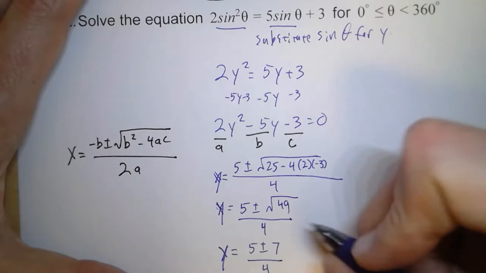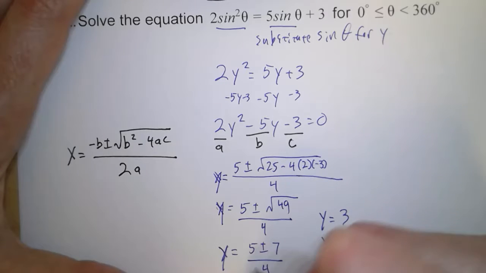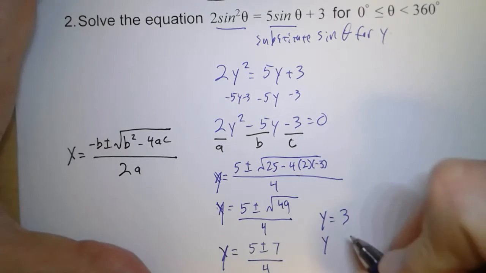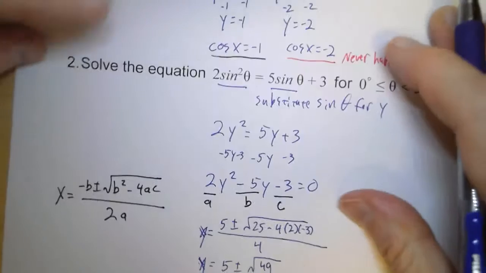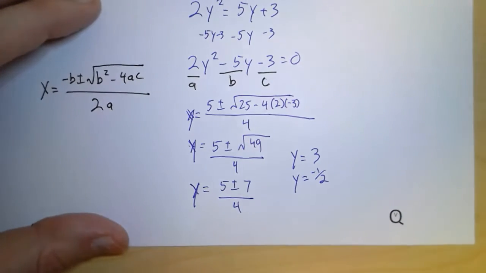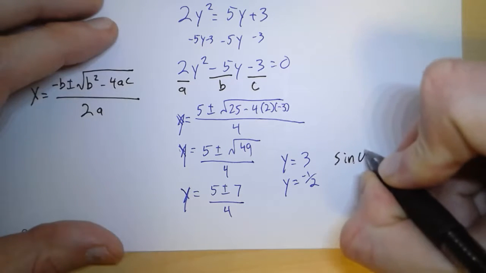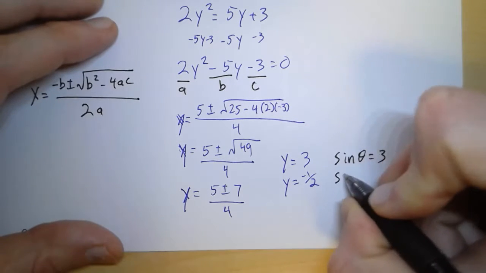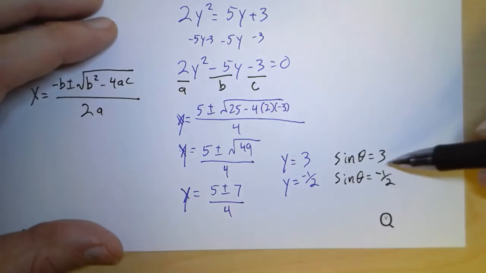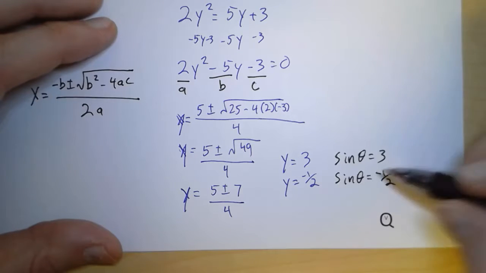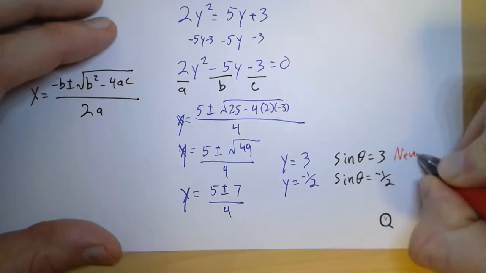So 5 plus 7 is 12. 12 divided by 4 is 3. And then 5 minus 7 is negative 2, divided by 4 is negative 1/2. So now we've got y by itself, which means that we can substitute sine back into the problem. So sine of theta equals 3, and sine of theta equals negative 1/2. So looking at our unit circle, we want to know where's the y value 3. Well, that doesn't happen. So this doesn't give us an answer. So this never happens.